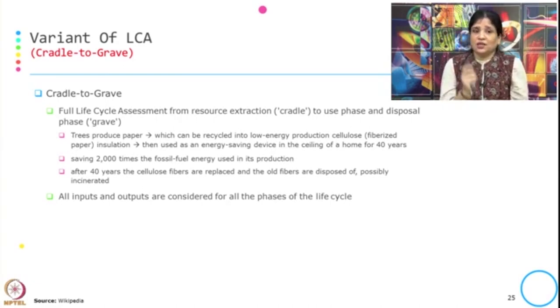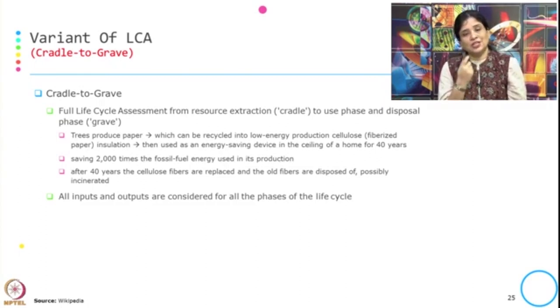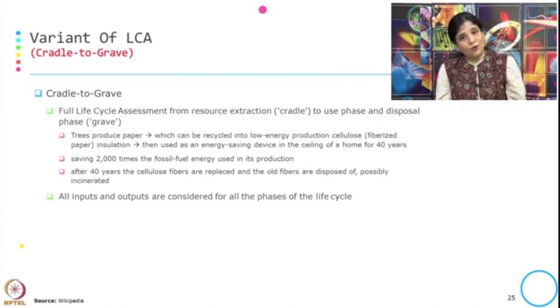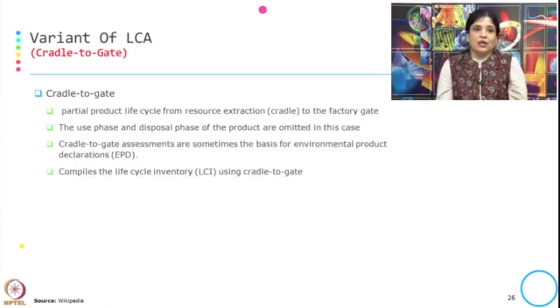So, in this case, when you are doing the life cycle impact of this, you start from sourcing it from the tree till the time the final incineration happens after you use the product. So, all inputs and outputs are considered for all phases of the life cycle when we do a cradle to grave variant of the LCA.